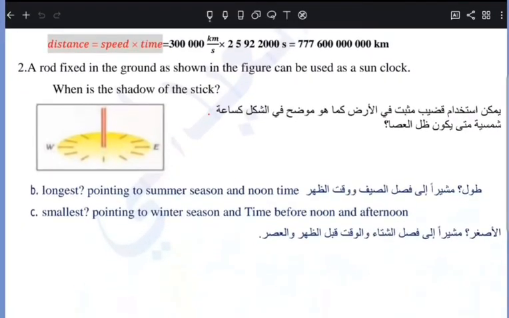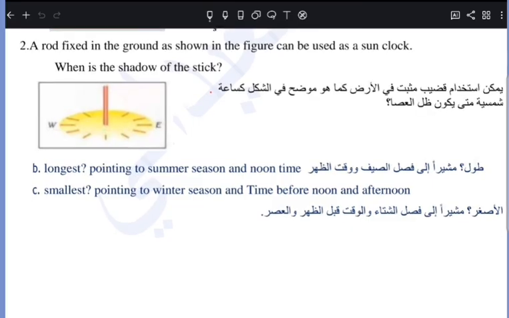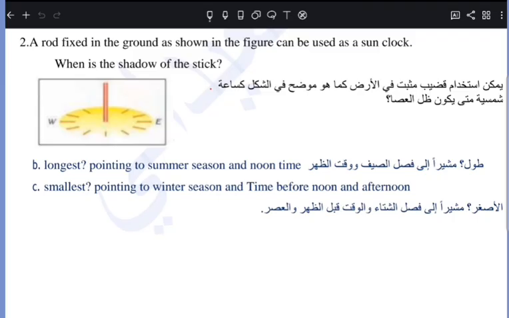Now number 2. A rod is fixed in the ground as shown in the figure and can be used as a sundial when its shadow of the stake. P longest, C smallest.